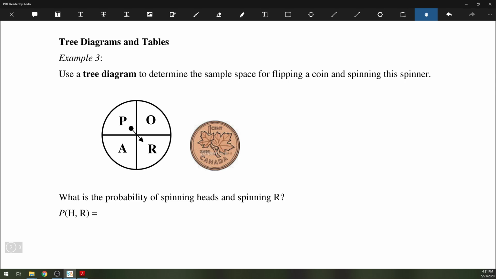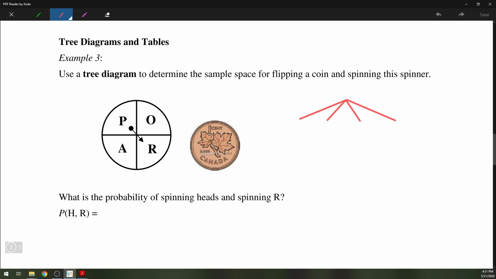So if we flip the coin and spin the spinner, how many outcomes are possible and what are they? Well, first we're going to draw a tree diagram. The first thing we're going to do is spin the spinner. You can also flip the coin first. It doesn't change much in this case. So again, the outcomes, the 4 different letters.